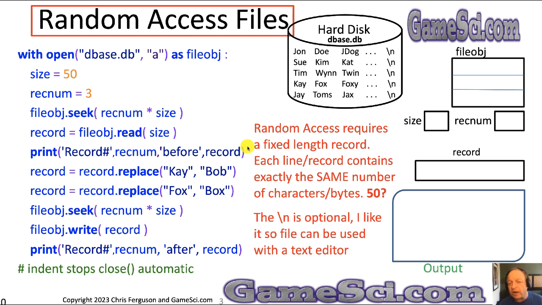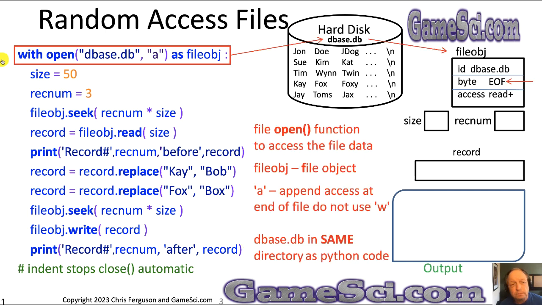Random access requires a fixed length record, where each line/record contains exactly the same number of characters or bytes. Now I chose 50 here, that's kind of arbitrary. The program designer decides how big each record could be. This could be 128 bytes, this could be 256 bytes. I chose 50. The \n that I'm showing here at the end of each line in the file is optional. I like it so the file can be used with a text editor. When you add \n's to these files, you can load it up into a text editor and see what's in the file.